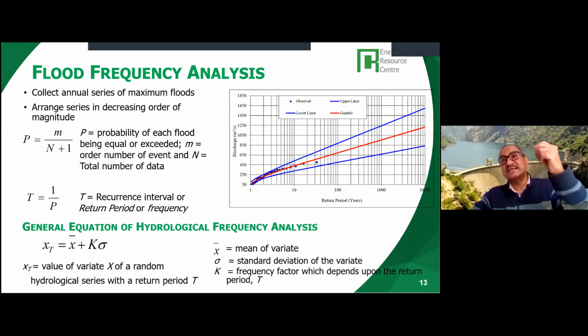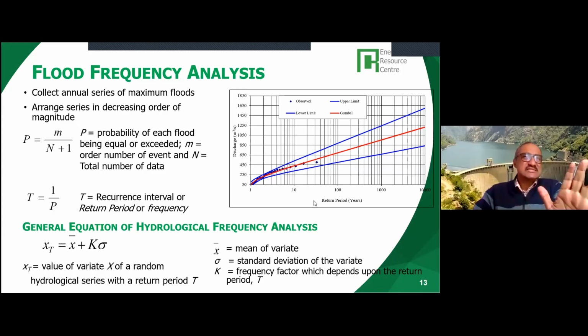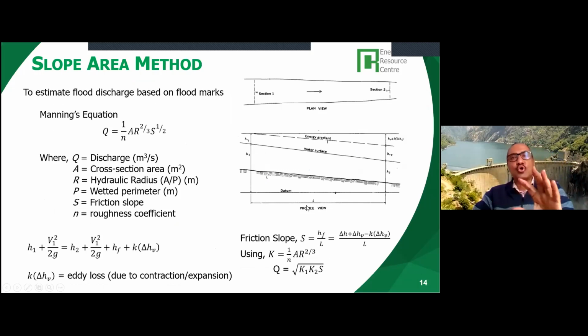Okay, the red one is the actual projection or the probability of occurrence, and the blue one is the confidence level, but you're basically interested in the red. So if you want to design this project for a 100-year return period flood, you have to design it for 650. This is the data for the same station I mentioned. Okay, so this is just the frequency analysis.